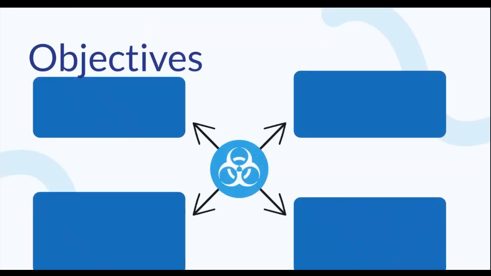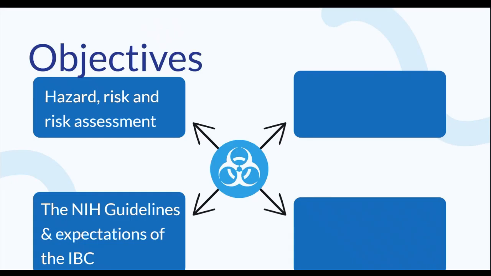What are our objectives today? In this brief session, we'll cover the foundations of biological risk assessment as they relate to the IBC and the NIH Guidelines for research involving recombinant or synthetic nucleic acid molecules. We'll start by clarifying the difference between hazard and risk, and then take a closer look at what a risk assessment actually involves. Along the way, we'll address key questions such as: what do the NIH guidelines require in terms of IBC risk assessment? And what does the process look like in practice?